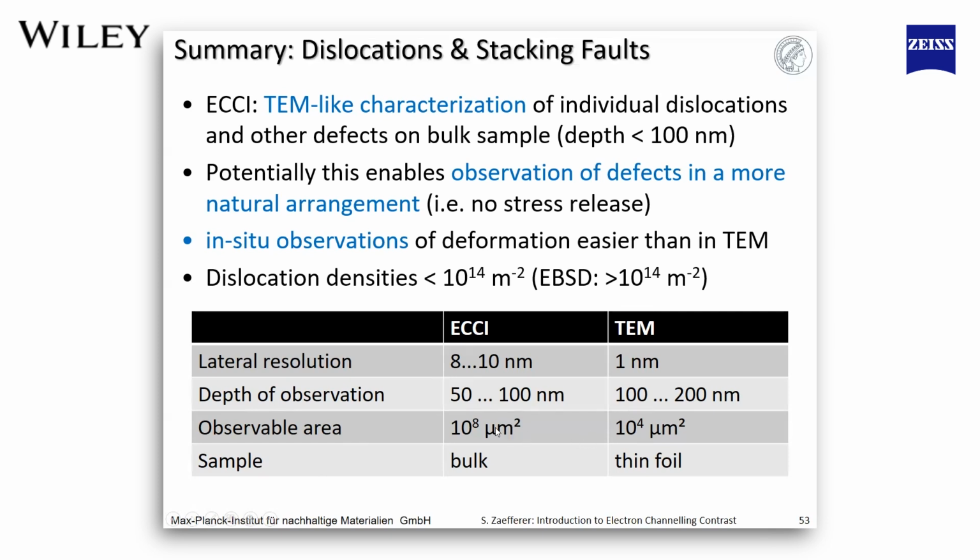The observable area is, of course, much bigger in ECCI, as we can use a bulk sample, and this can be rather big. While in TEM, we have thin foils, which usually have much smaller areas of observation. And of course, the sample is a bulk sample, which creates all these advantages compared to a thin foil for TEM. And as I mentioned earlier, we have published some of this work, including theory, in a paper from 10 years ago already.